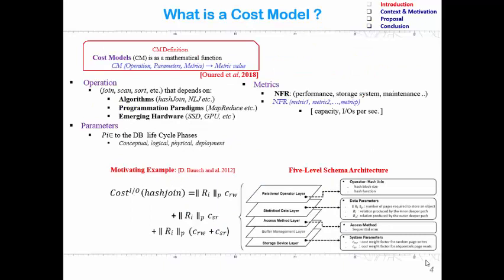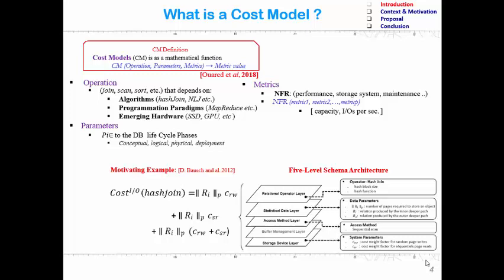So, what are database cost models? The cost model is a mathematical function assigned to each operation, with parameters and metric values. An operation is a relational algebra operator like join, scan, or sort. Each operation depends on algorithm implementation, programming paradigms like MapReduce, and emerging hardware like new storage and processing devices. The parameters depend on the database lifecycle: conceptual, logical, physical, and deployment. A set of metrics quantifies one non-functional requirement like IO cost or CPU cost.